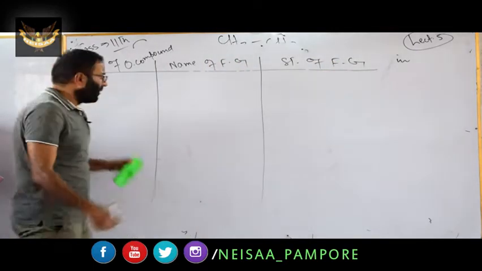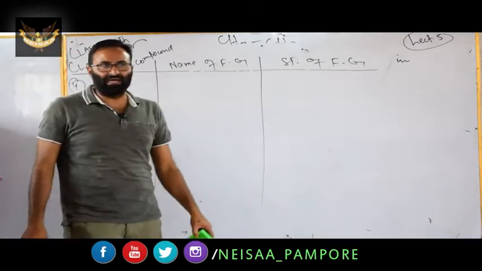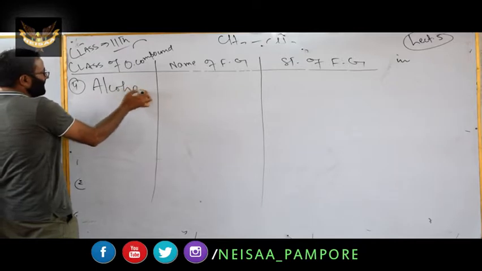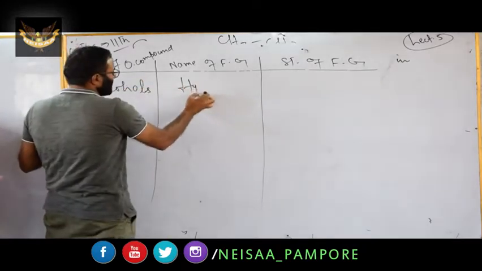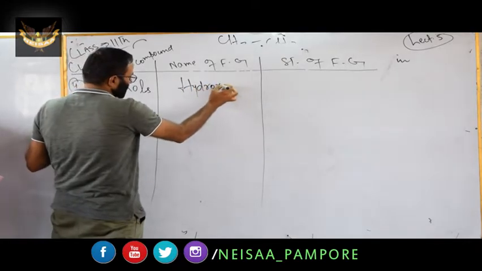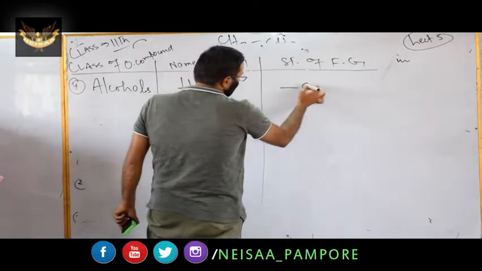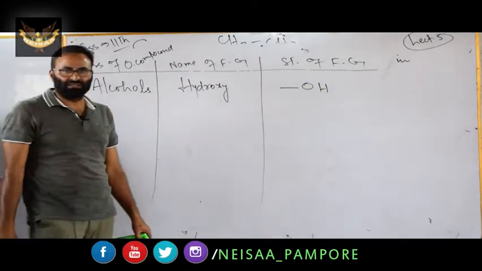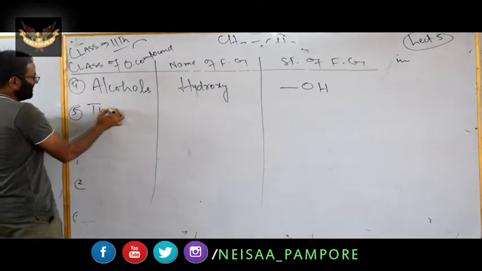Dear students, the 4th class which you learned in the 10th class, that is alcohols. We have alcohols. And what is the name of the functional group? Hydroxyl. What is the name of the functional group of alcohol? Hydroxyl. And the functional group is OH. Wherever there is OH, it means this is an alcohol; hydroxyl is its name. Now we have the 5th one, that is thioalcohols.